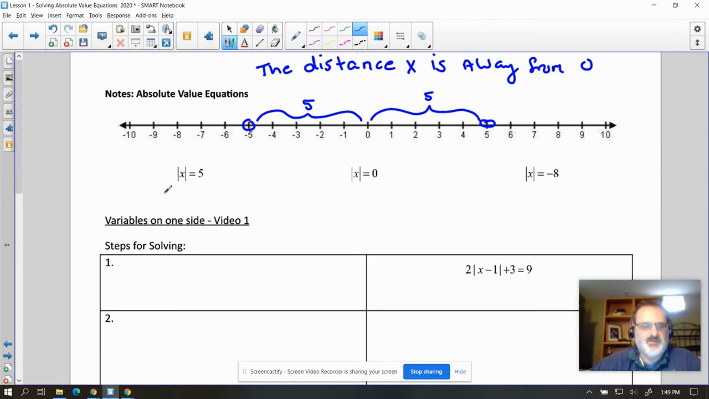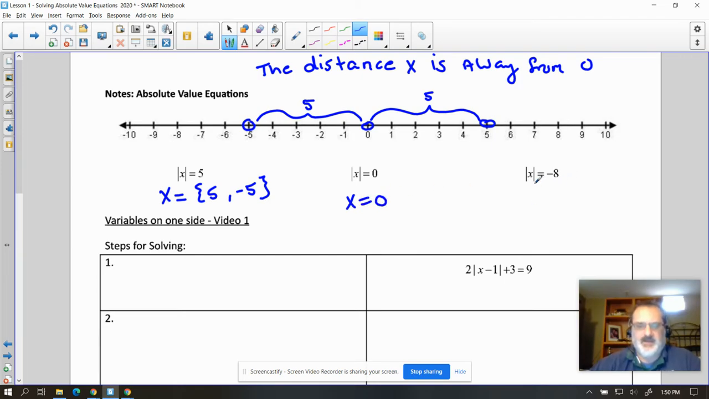So there are two solutions. We would say x equals 5 and -5. If we take a look at the absolute value of x equals 0, there is really only one solution that's 0 away from 0. So we would say our solution is x equals 0.